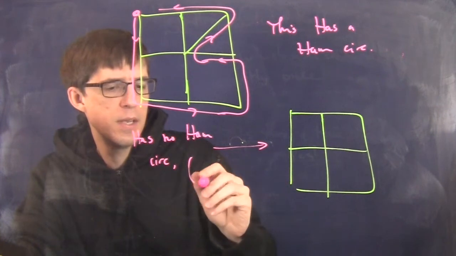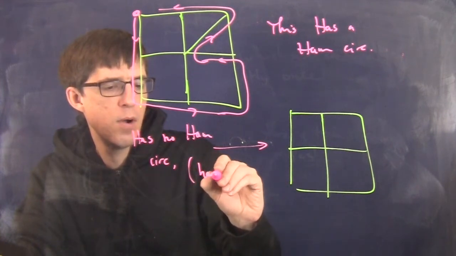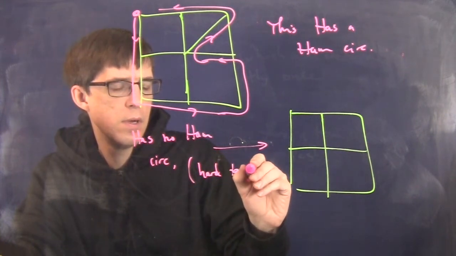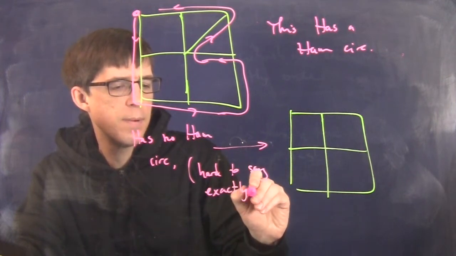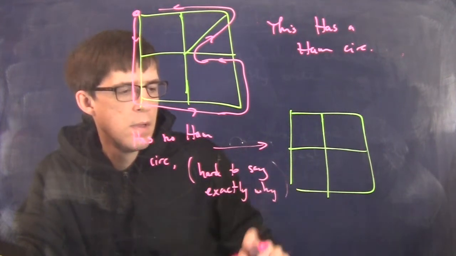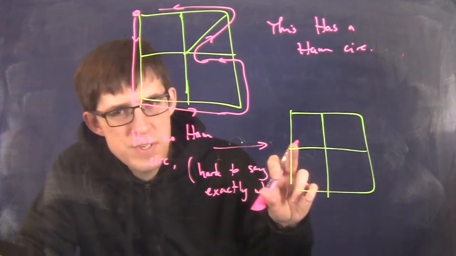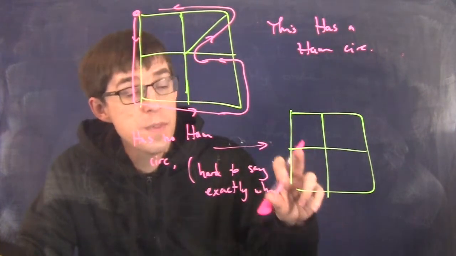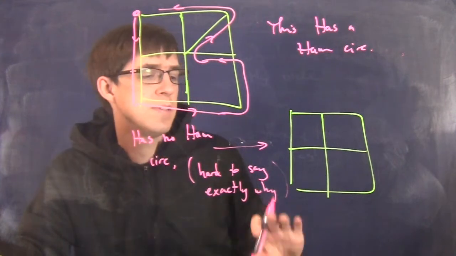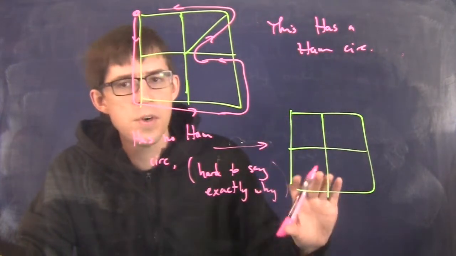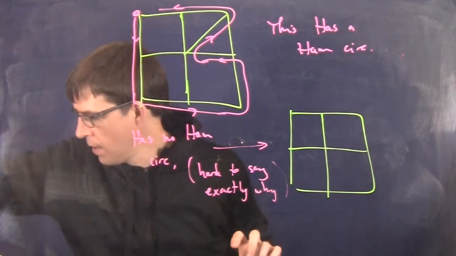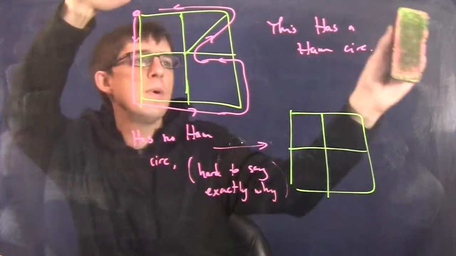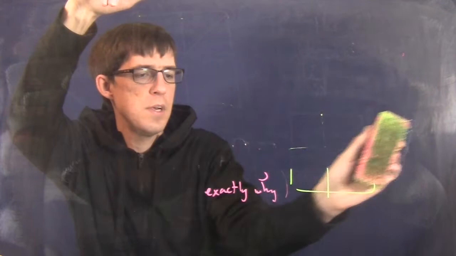But let me just say in parentheses, it's maybe hard to say exactly why. Although this is something we're going to talk about next time. Can you explain to me why precisely you know for sure that this doesn't have a Hamilton circuit? It's not so obvious, but once you learn a few simple tricks, actually this is an easy case to deal with.